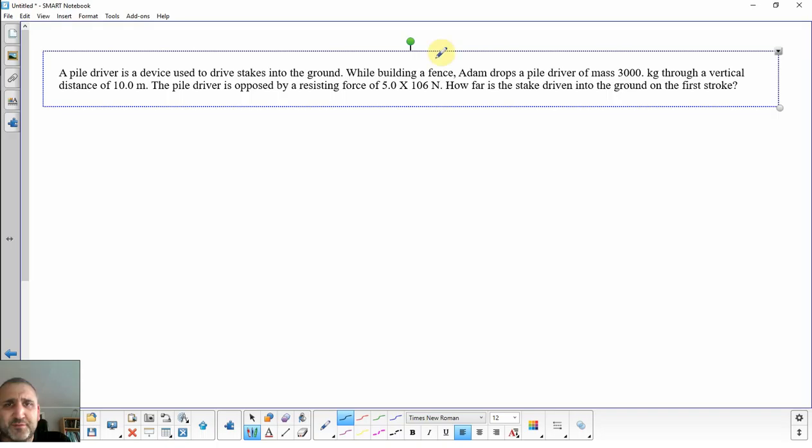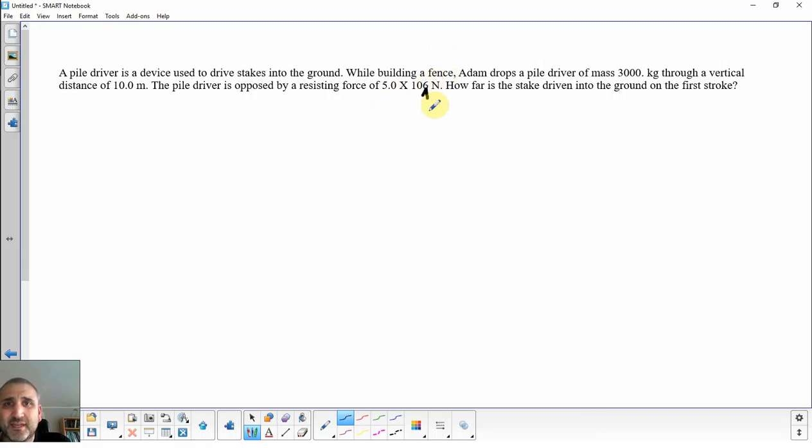Next, meters, the pile driver is opposed by 5 times 10 to the 6 newtons. I can't type that. How far is the stake driven? So we're asking for a displacement. This is actually a really tricky problem, but if you think about it, it's really not that hard.